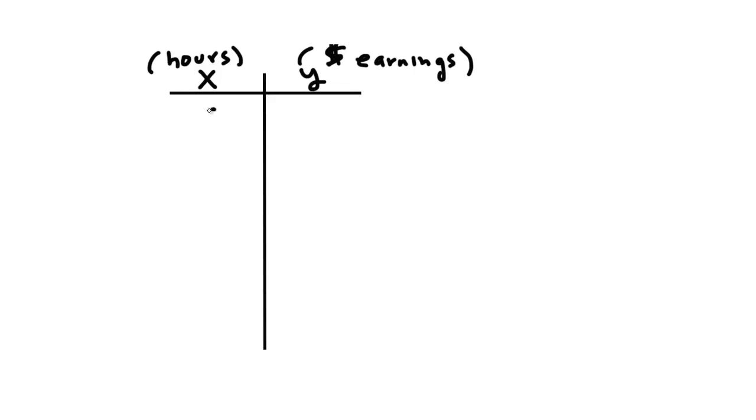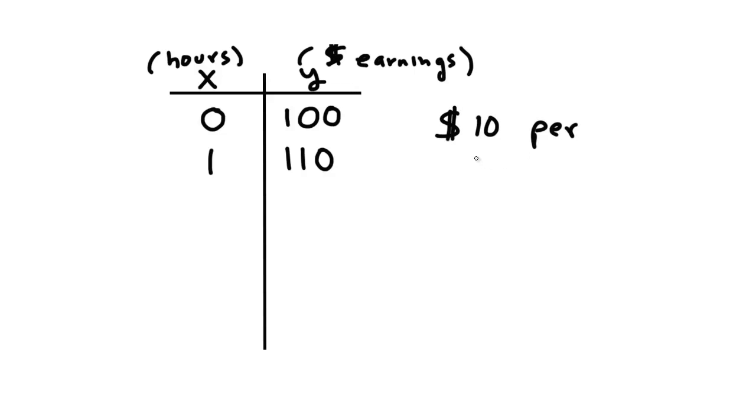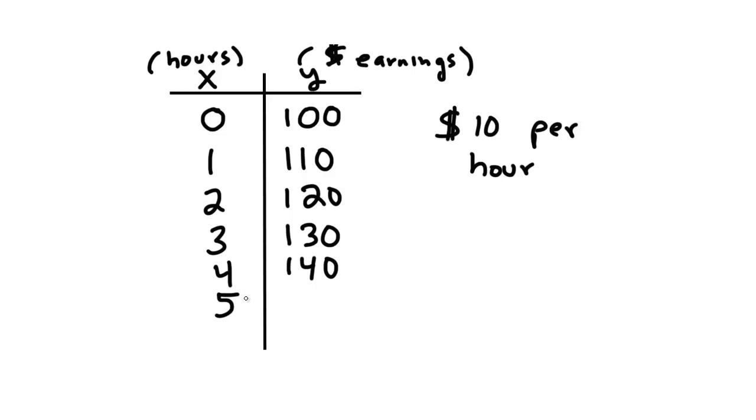We know when it's 0 hours, when Mighty Mo shows up for work, he already received $100 from the company. And if he works 1 hour, he'll get 110, because if you remember, he'll get $10 per hour for writing the code. So after 2 hours he'll get 120, after 3 hours he'll get 130, and so on. We can keep going. We'll stop at 5 here, so we get a good set. So we made a t-table to represent that situation.